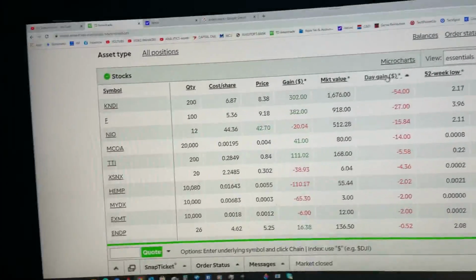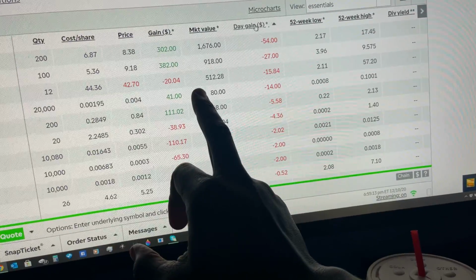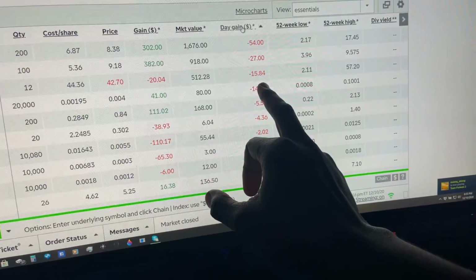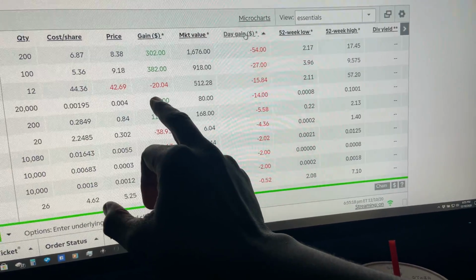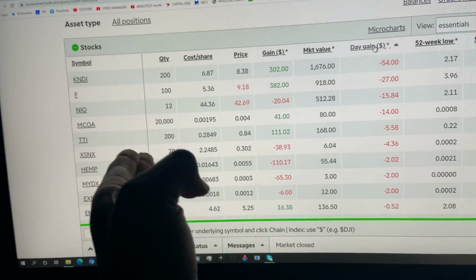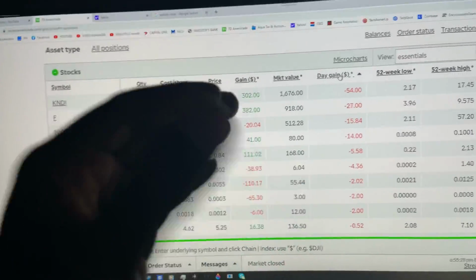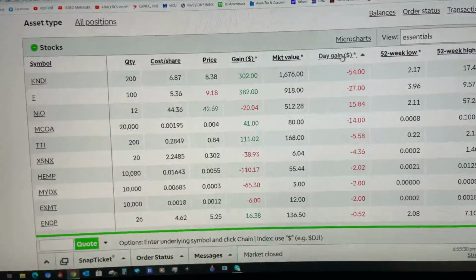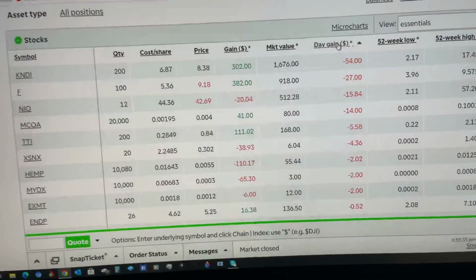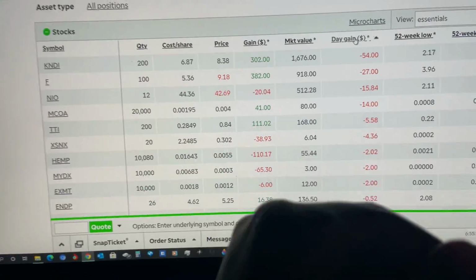So MCOA, that's a marijuana stock, was down. No, actually, wait, okay. It was down $14, but it's still up $41. And that's on 20,000 shares. I actually have more shares of MCOA that I bought when it was cheaper, but I put this portfolio together, as you know if you've been following it, as an example of how to trade stocks. That way when somebody asks me, what are the things I'm supposed to be looking at, I can just send them a share button and let them see it.